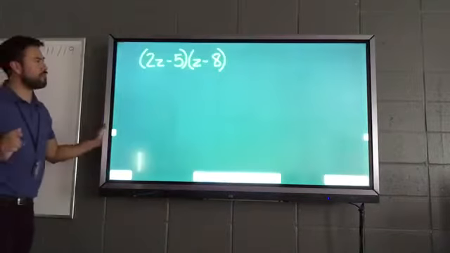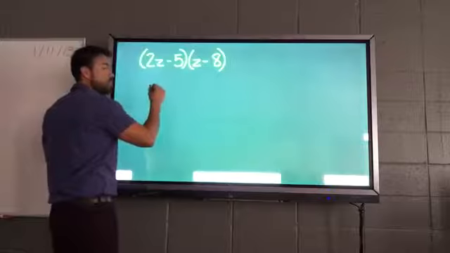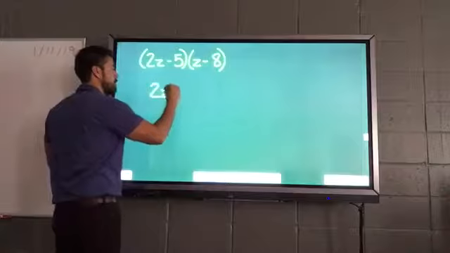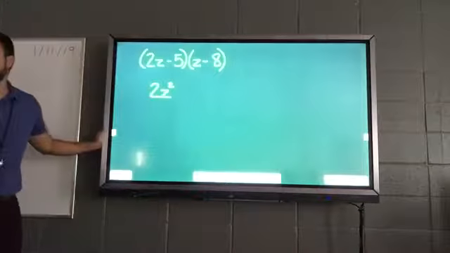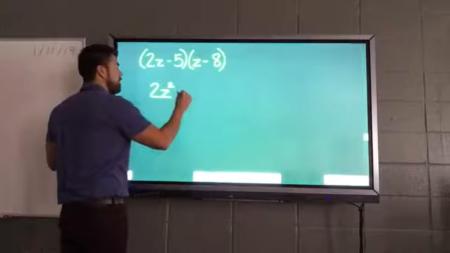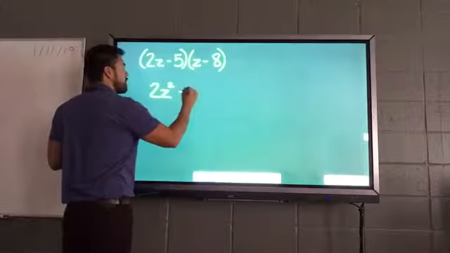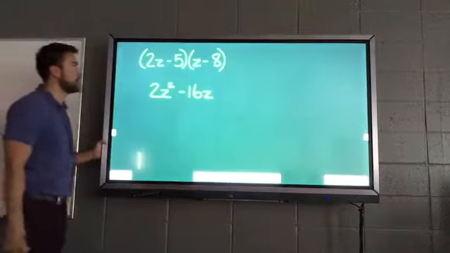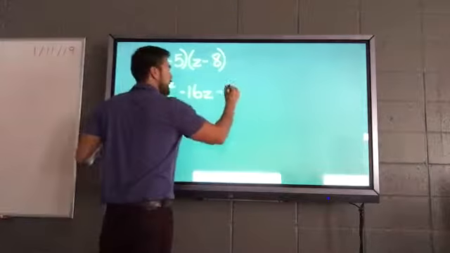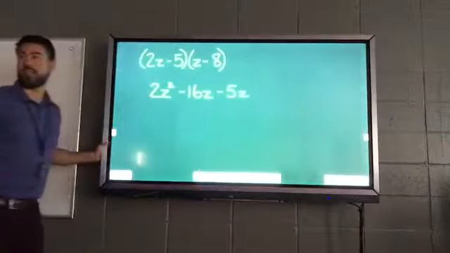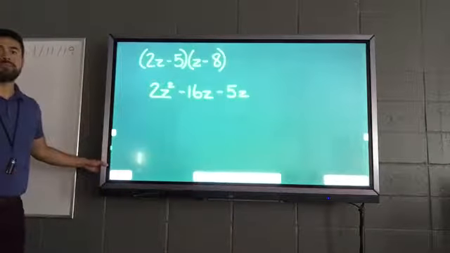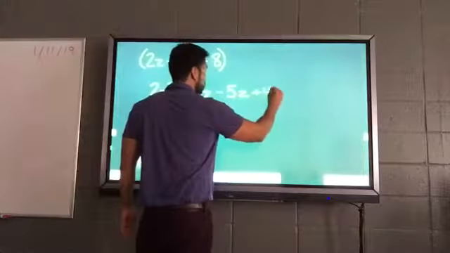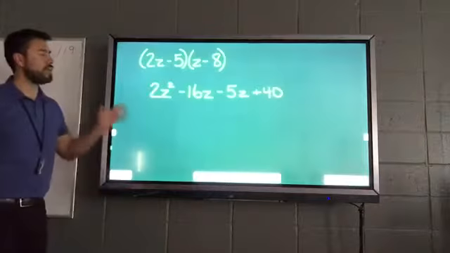What do you get with F, Cole? When you multiply the first terms, what do you get? 2z squared. All right, what do you get with O, Chelsea? For the outer, I got negative 16z. What do you get for the inner, Braden? Negative 5z. And what do you get for the last, Elizabeth? Plus 40.